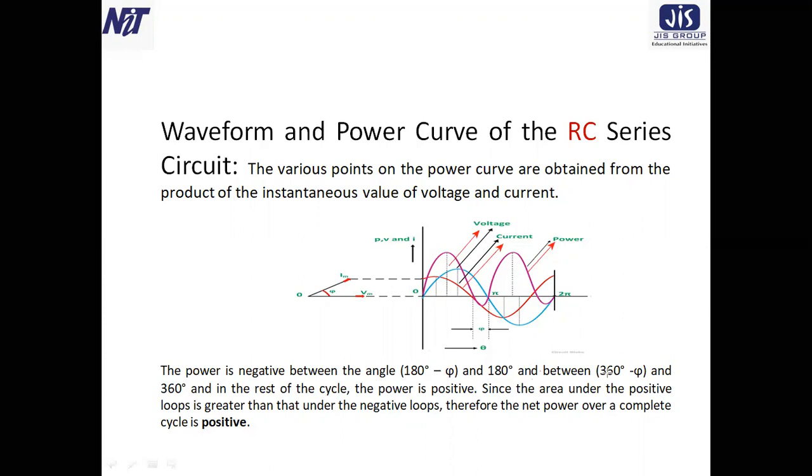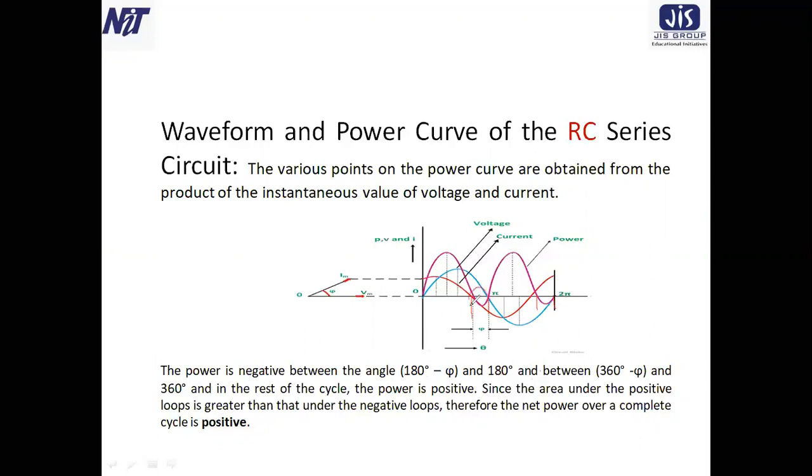The power is negative between the angles. So where is power negative? Look, try to understand this. In which part is power negative? Okay, look, this is the power curve. So in this portion, the power value is negative, and also in this part, the power value is negative. So we can conclude that the power is negative between the angle 180 degree minus phi and 180 degree.